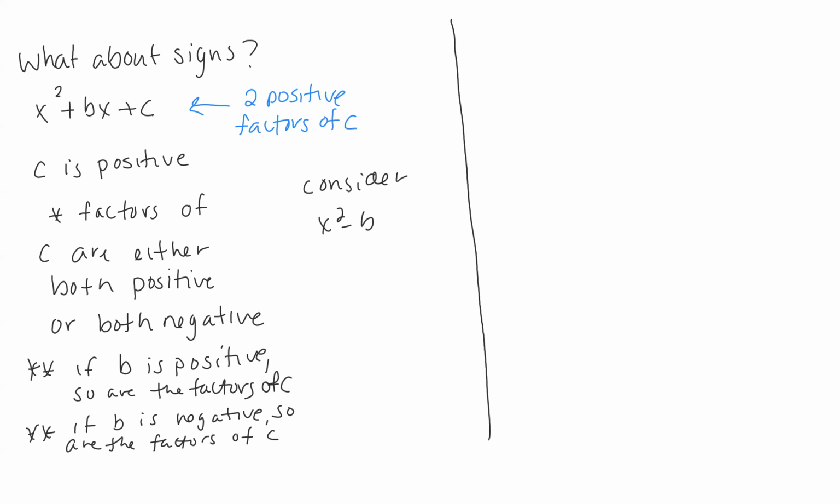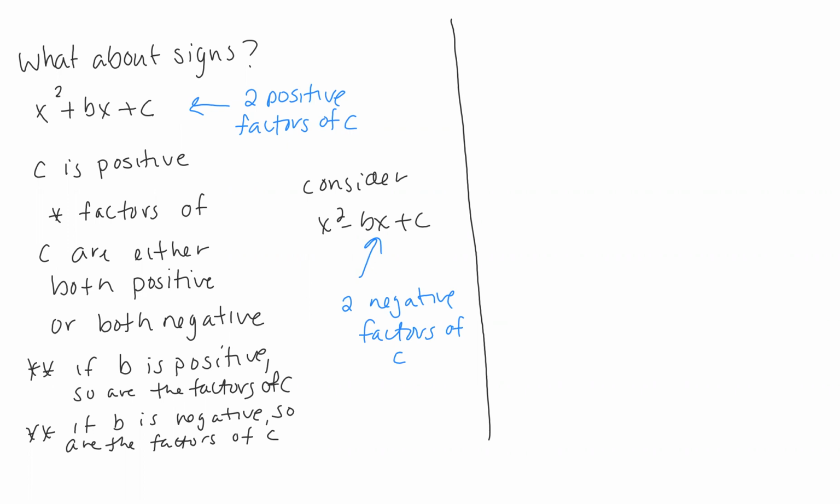Now let's consider x squared minus bx plus c. Same thing, c is positive, so that means the factors of c are either both positive or both negative, but in this case, b is negative. So that means we need two negative factors of c.